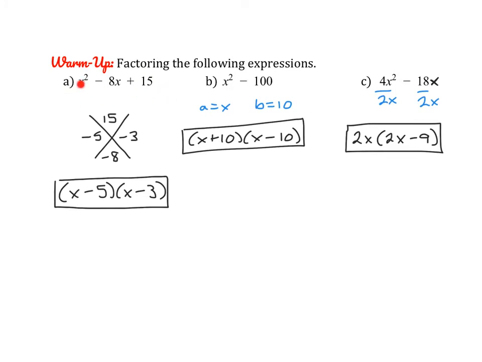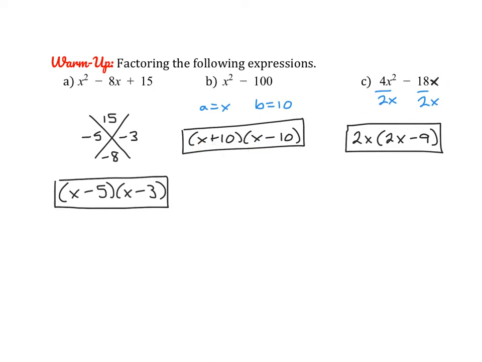So the first problem is a trinomial where your a value is 1, so I use that magic x method, and your factors should be x minus 5 and x minus 3. The second problem is difference of two squares, so you can use that formula. Your a value is x and your b value is 10, so x plus 10 times x minus 10.